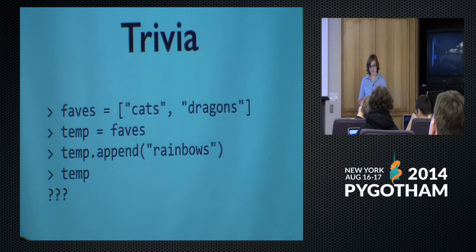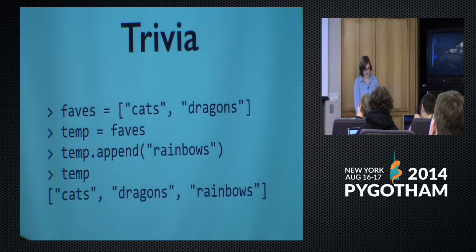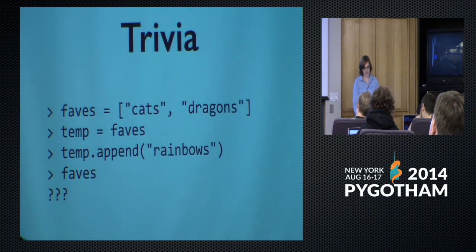Easy warm-up question. What's the value of temp? It's pretty easy, right? It's cats, dragons, and rainbows. That's how it works. It's surface level, right? But then, what's the value of faves?